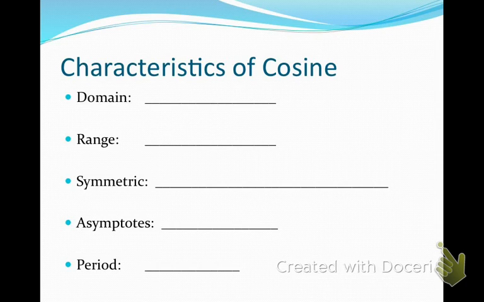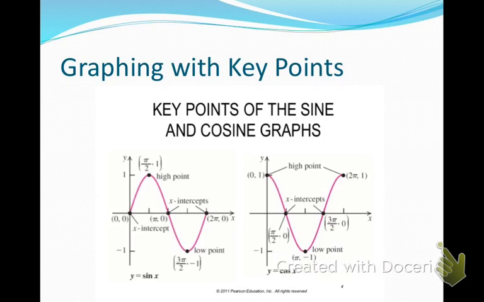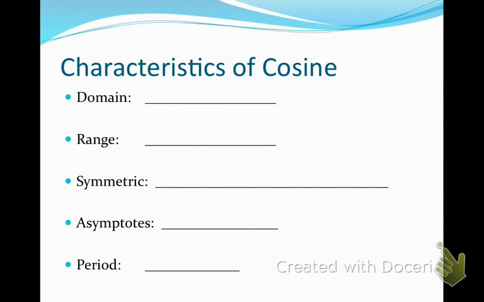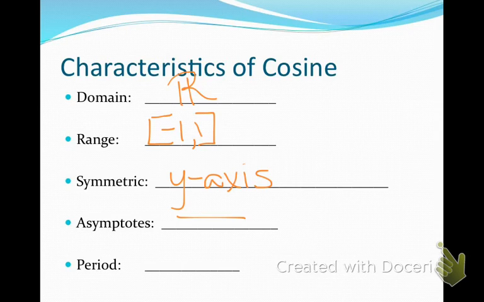For cosine, the domain is all real values, all real numbers. Range is again -1 to 1. This one is symmetric over the y-axis. This one's an even function. No asymptotes, and the period starts at 2 pi in the parent function.